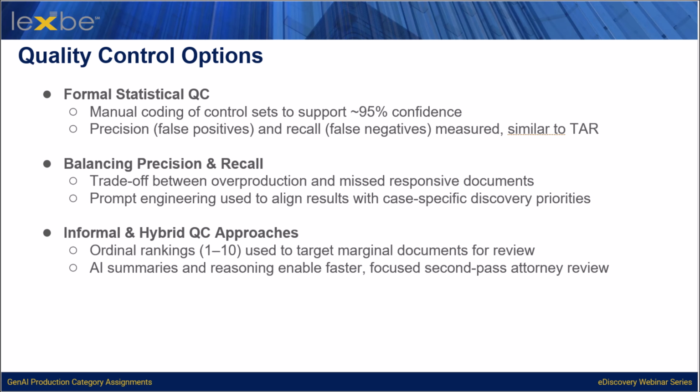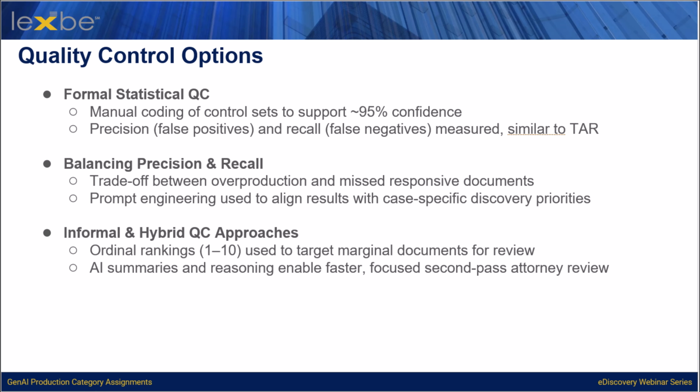Iterative prompt refinement, which is referred to as prompt engineering in the AI context, seeks to balance these competing goals and objectives in light of case-specific priorities. These could include factors such as whether minimizing overproduction or avoiding missed responsive documents is more critical under the applicable standards in the matter. Where formal quality control is required, an out-of-sample validation set should be identified and withheld from prompt development to independently assess the performance of the automated GenAI review as part of statistical QC.